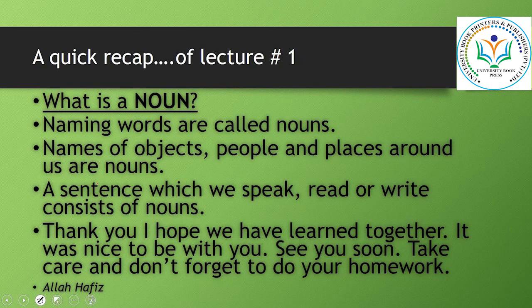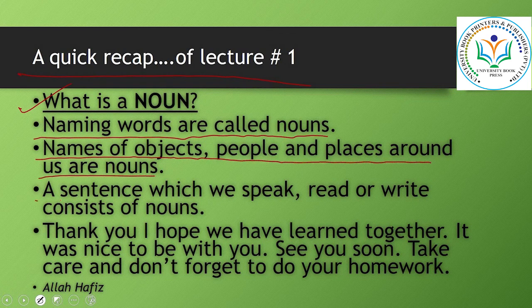So let's have a quick recap of lecture number 1. What is noun? Naming words are called nouns. Names of objects, people, and places around us are nouns. A sentence with which we speak, read, or write consists of nouns.